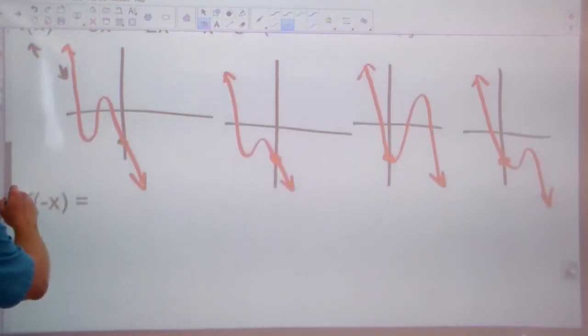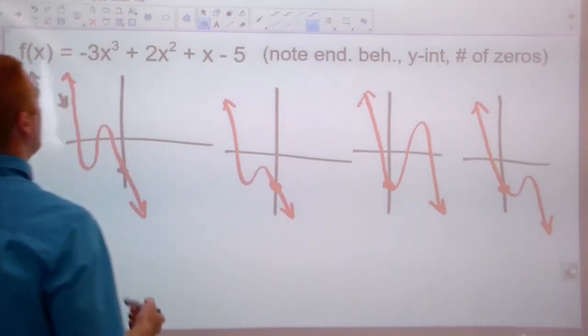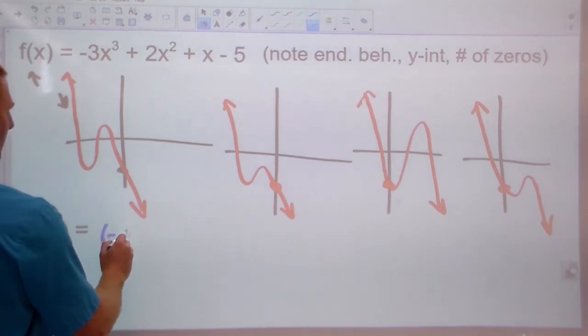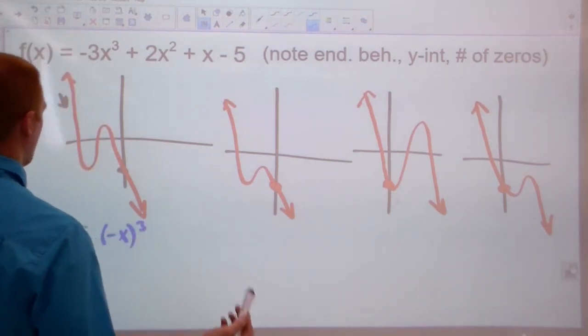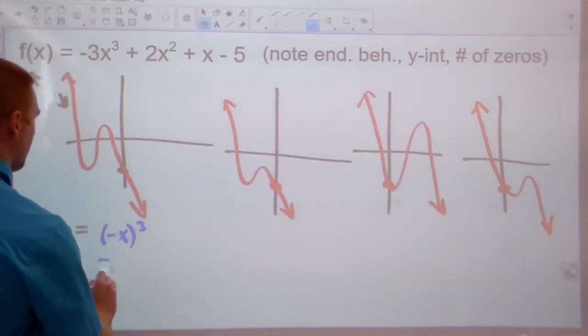Now let's run through this part. Let's do f of negative x. We'll keep that visible so I can see it. All right, if I do f of negative x, the main thing is take, say, negative x and cube. All right, well, let's go make that term negative. So negative x cubed times negative 3 is positive.